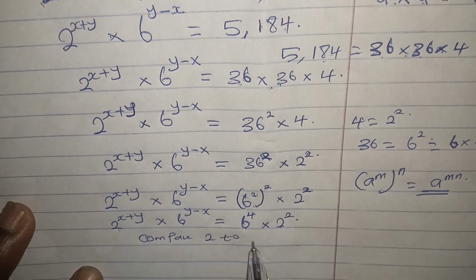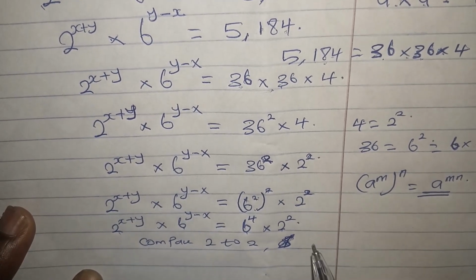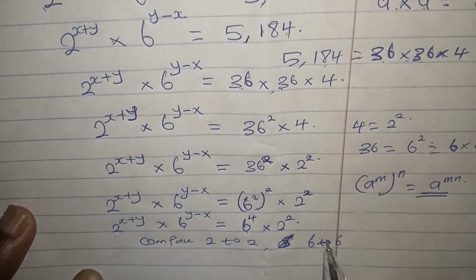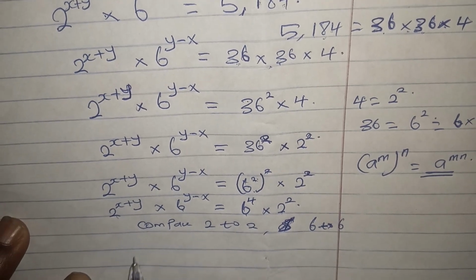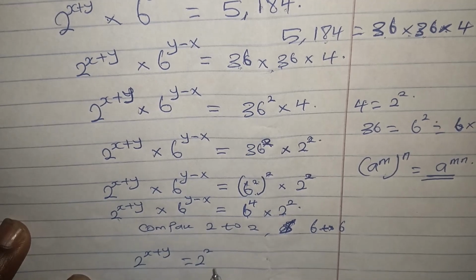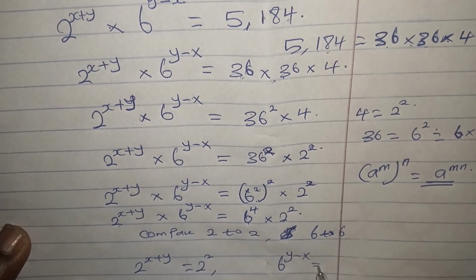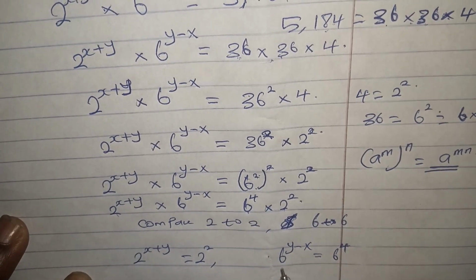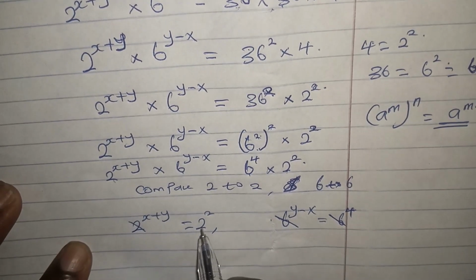Compare 2 to 2 and 6 to 6. If we do that, we can say 2 to the power of x plus y is equal to 2 to the power of 2, comma, then 6 to the power of y minus x is equal to 6 to the power of 4 by comparison. So this will go off with this, and this will go off with this.